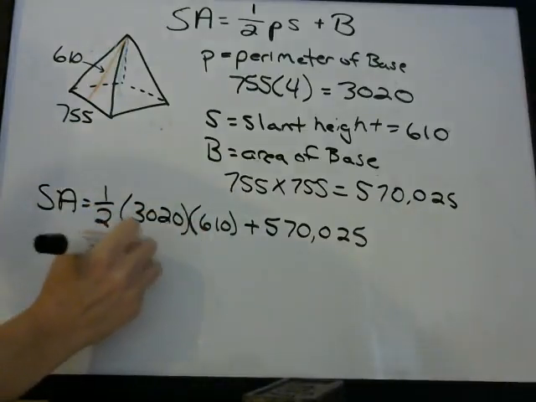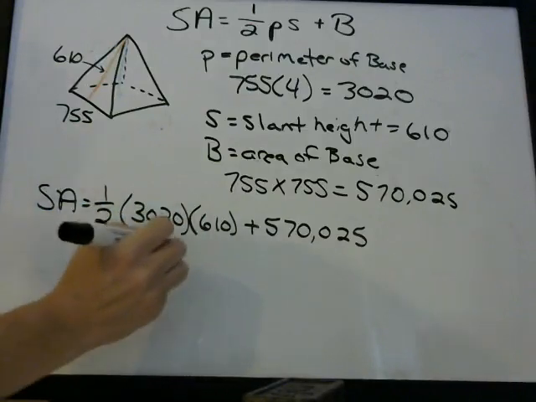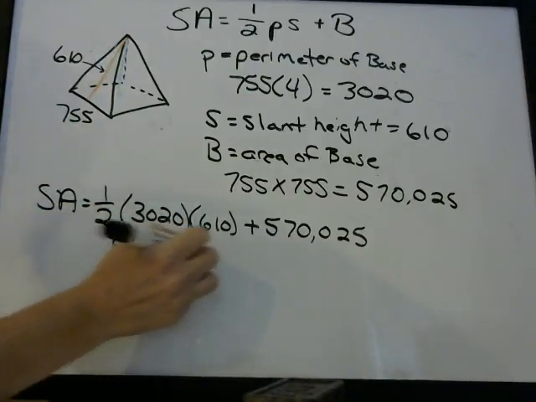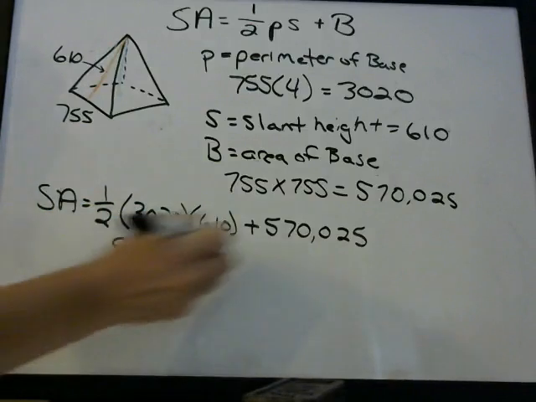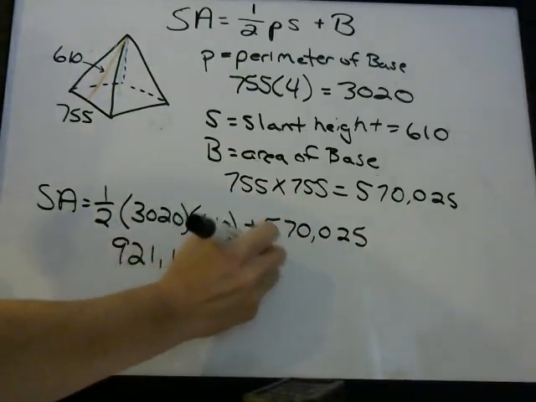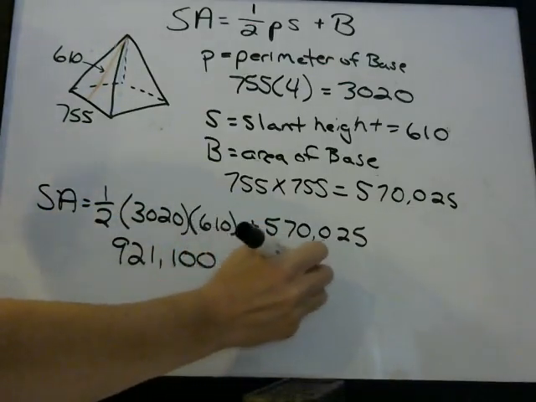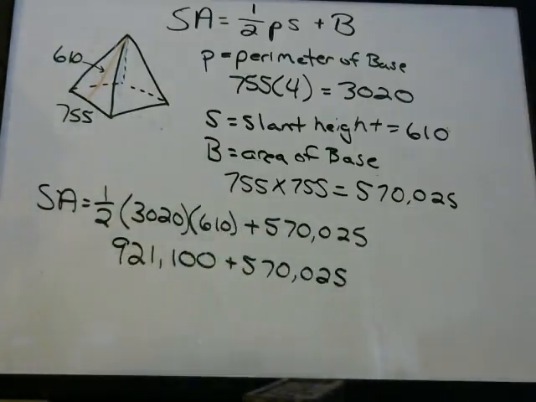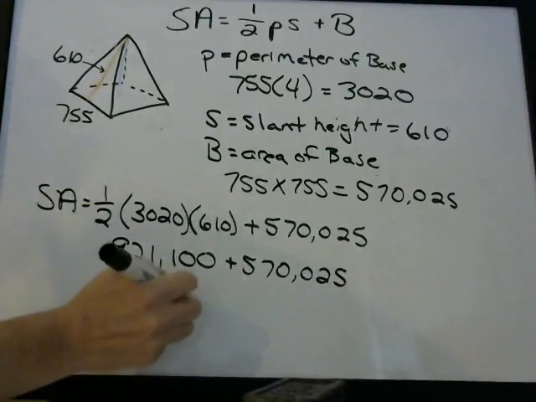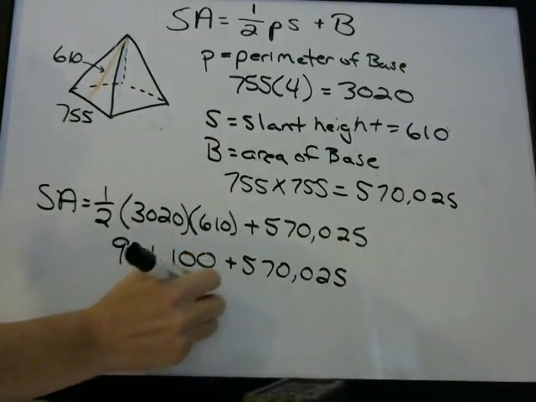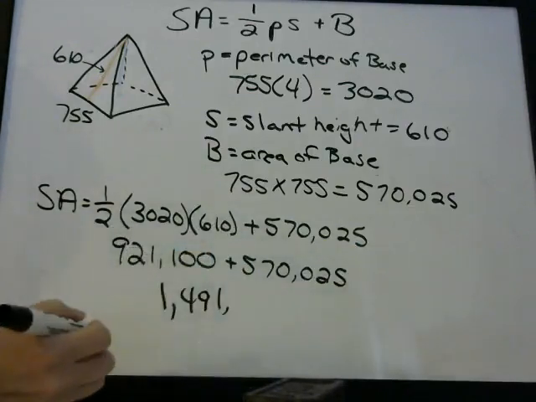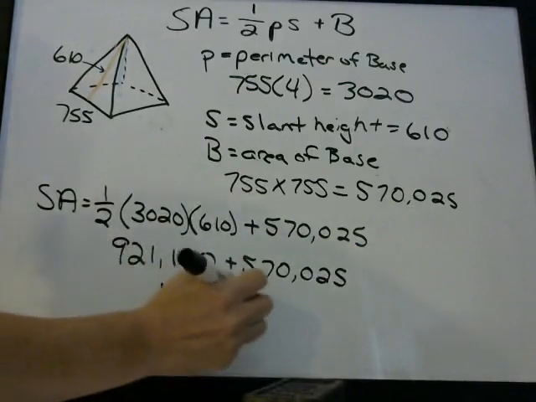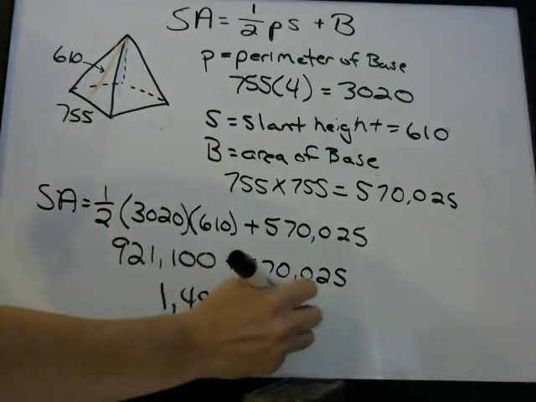You're going to get 921,100. Plus 570,025. You add these two numbers together with your calculator, you're going to get 1,491,125 square feet.